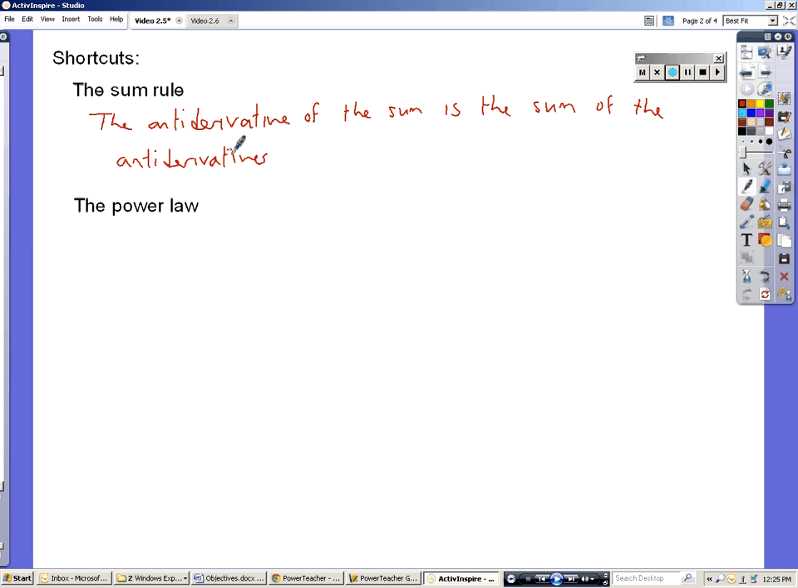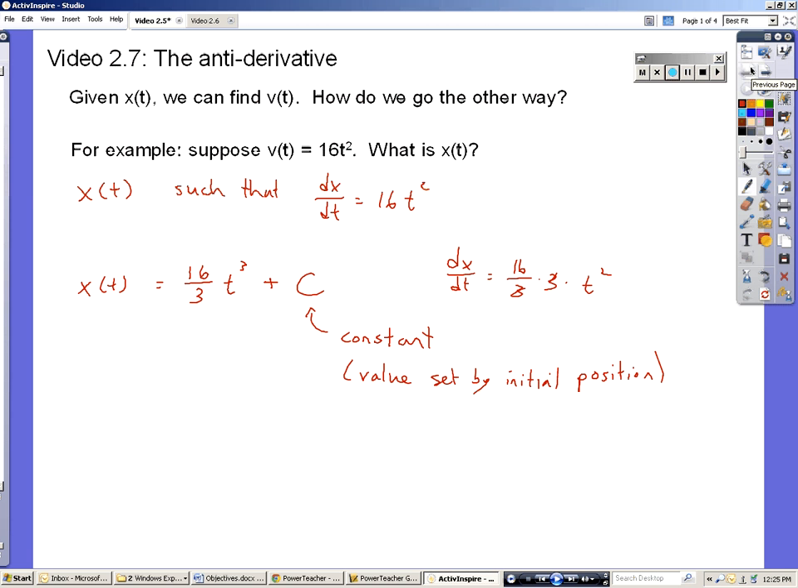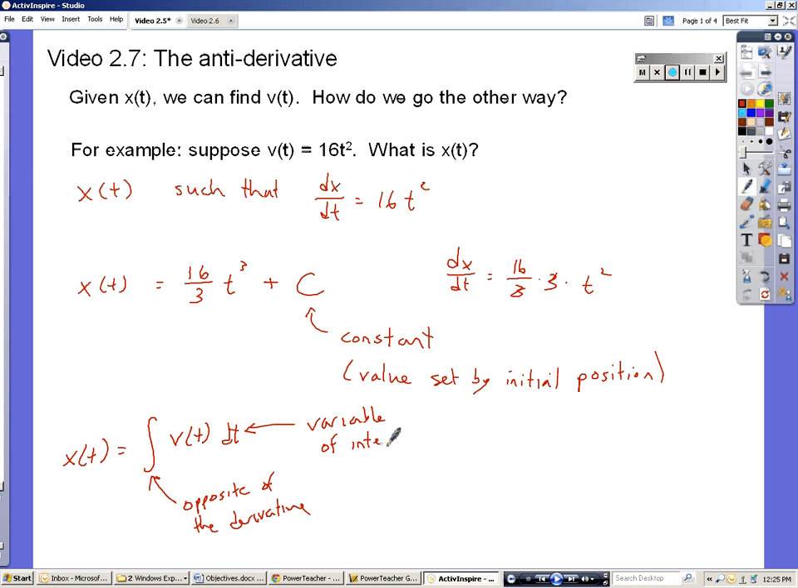Now, in order to write this out mathematically, we need to introduce another symbol, which is the antiderivative or integral symbol. So what we would say is that x of t equals the integral of v of t dt. Where this integral just means opposite of the derivative. And this dt is the variable of integration. Not a terribly important thing at this level, but you should always include it, lest you make the mathematicians angry.